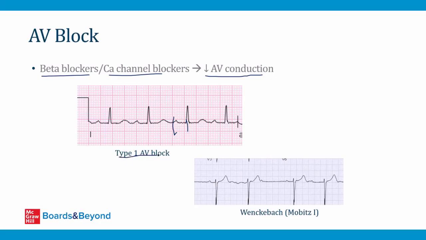That's called a type 1 AV block. And you can get that if you're taking a beta blocker or a calcium channel blocker. It's not dangerous, but it's something you'll see on the EKG, a prolonged PR interval. And that's from the slowing of AV node conduction by these drugs. You also can get higher forms of AV block potentially, like this is an example of Wenckebach here, Mobitz type 1, and in rare cases, you can get even higher forms, all from the slowing of AV node conduction.